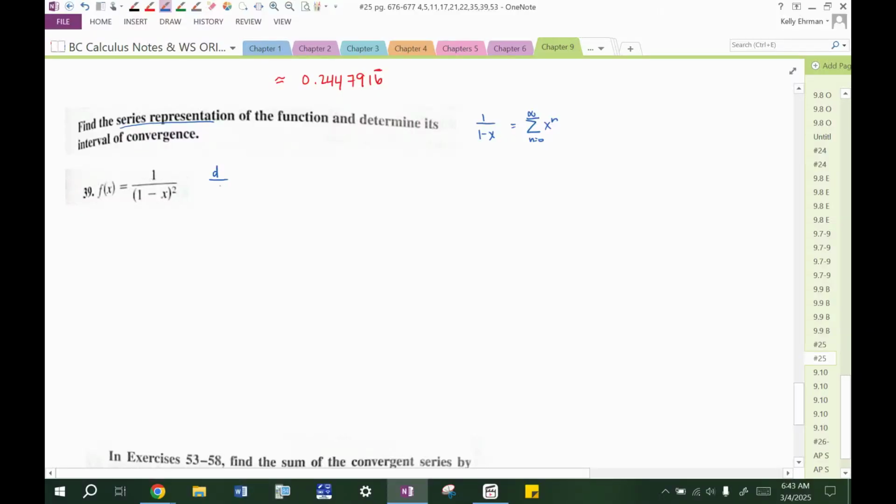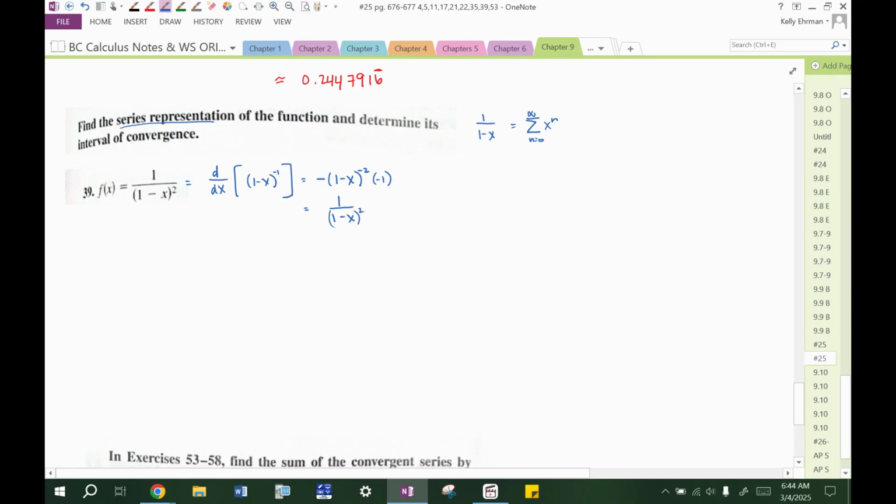We can check that. 1 over 1 minus x is like 1 minus x to the negative 1. So see if we get to 1 over 1 minus x squared. So take the derivative of this. It would be negative 1 minus x to the negative 2. And then remember, you have to chain rule. The derivative of 1 minus x is negative 1. So yeah, that is equal to positive 1 over 1 minus x squared.